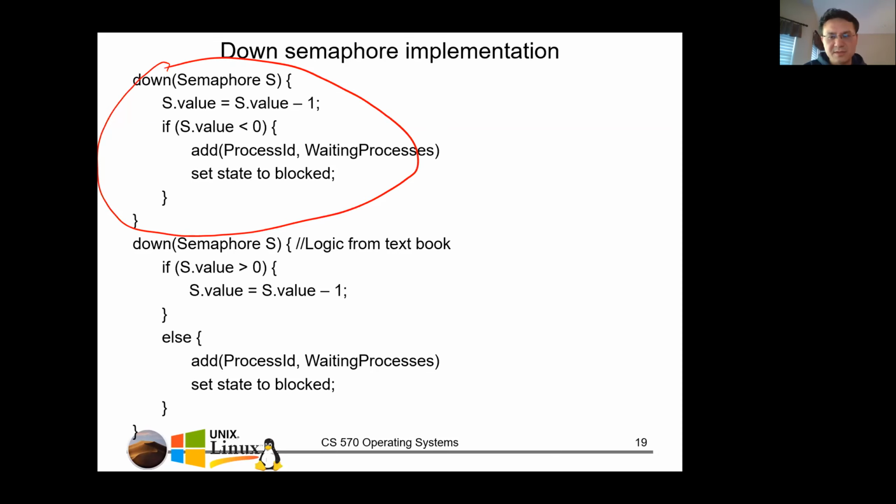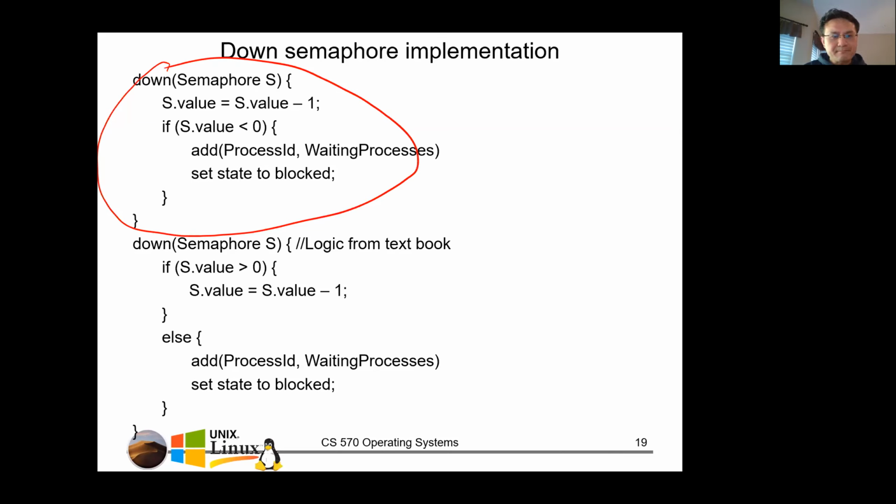If the value becomes less than 0 after decrementing, it would add the calling thread or process to a wait queue and block the calling thread or process. Now, this implementation can have the semaphore value go below 0, okay? This implementation is actually popular in many operating systems and semaphore library implementations.